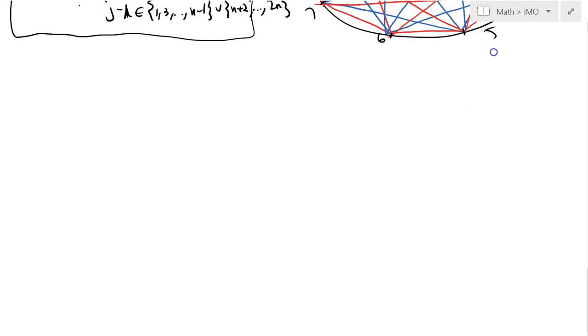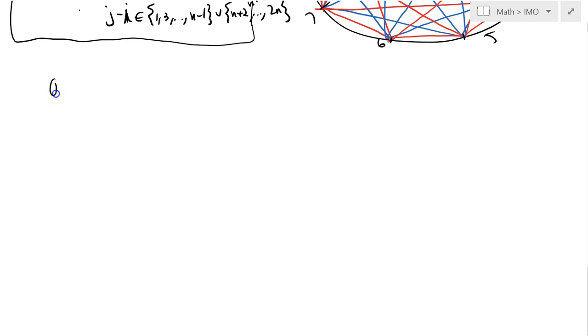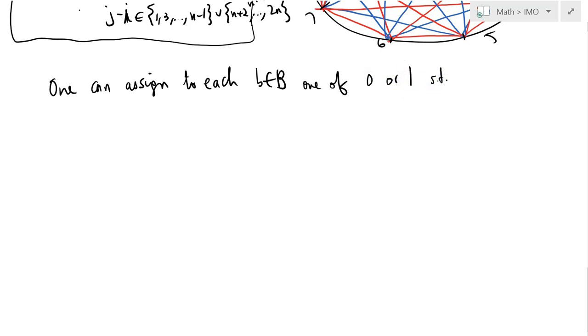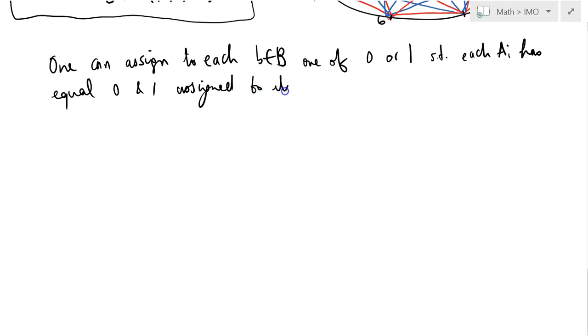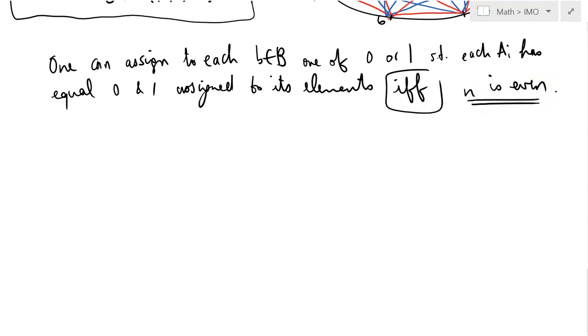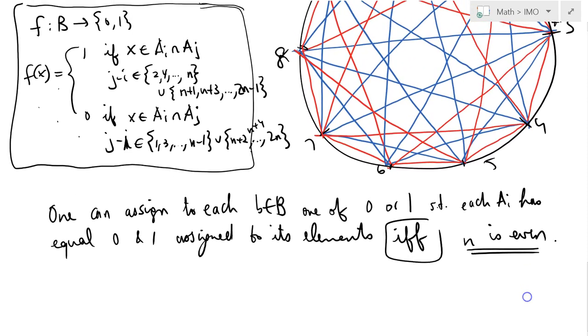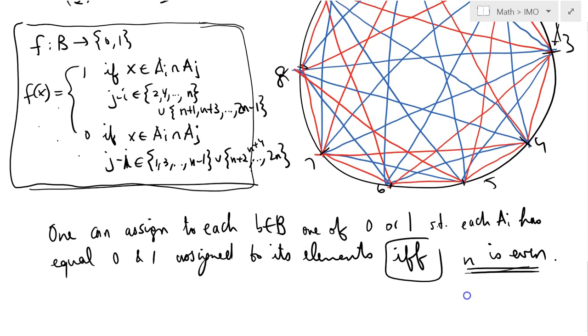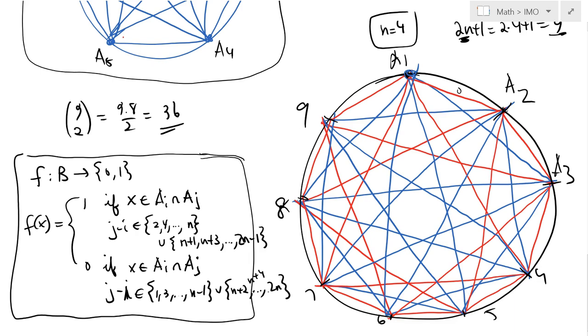Therefore, to conclude, let's summarize everything here. We can say that one can assign to each b in B one of 0 or 1, such that each A_i has equal 0s and 1s assigned to its elements, if and only if n is even. So that's the conclusion, and we created a construction, namely this one, that clearly for any given even n satisfies the given condition of the problem. So that solves this beautiful problem.